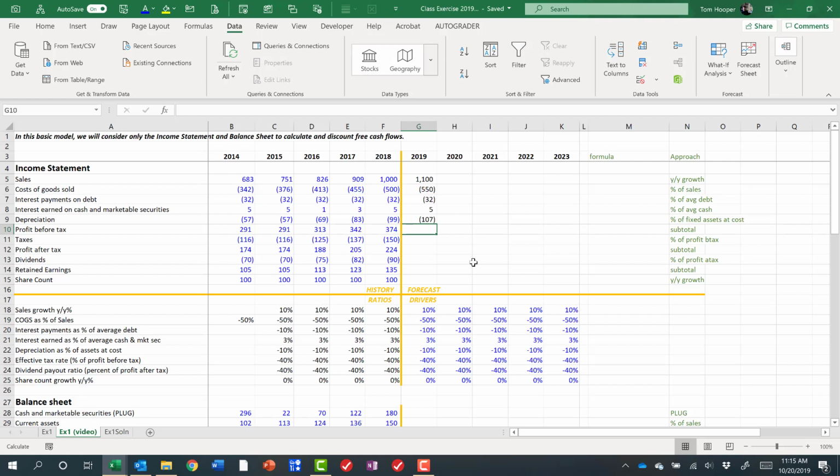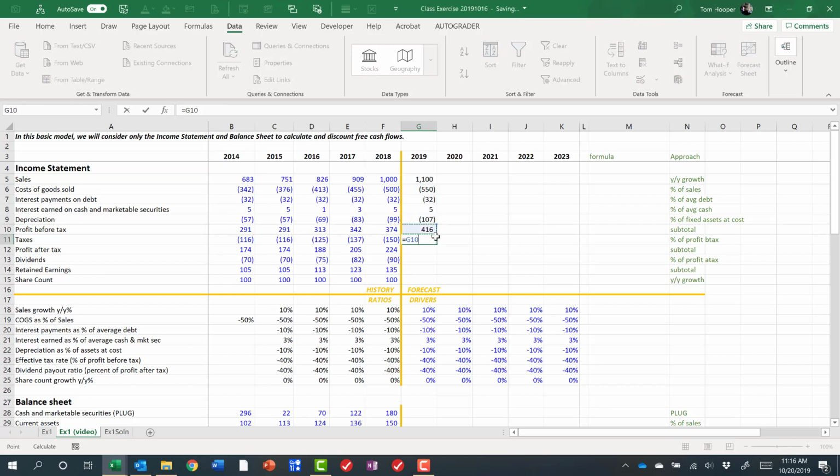So profit before tax, when we look for a driver on that, we don't have one, but then we realize profit before tax is our sales minus all of these costs, or in that case plus. Let's say it's the algebraic sum of sales and costs and payments we made and payments we earned and depreciation that we took in accounting sense to give us profit before tax. So we can come over here, do an alt equal, and we have our profit before tax.